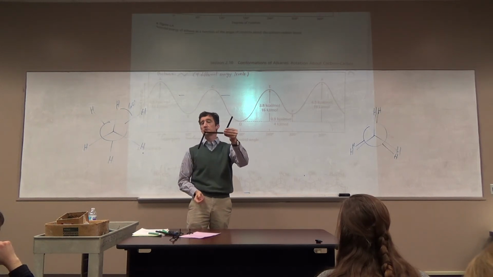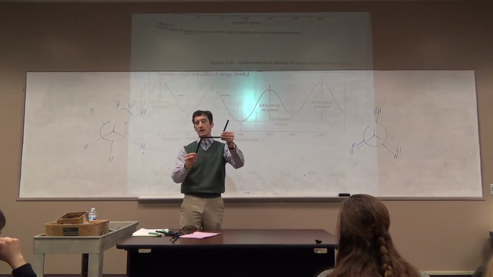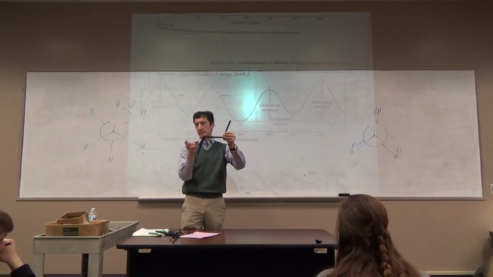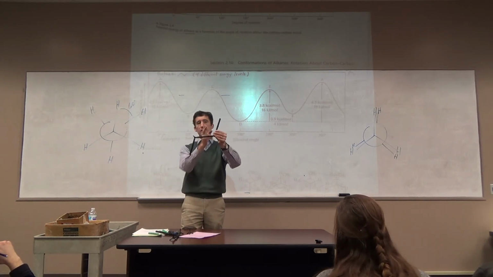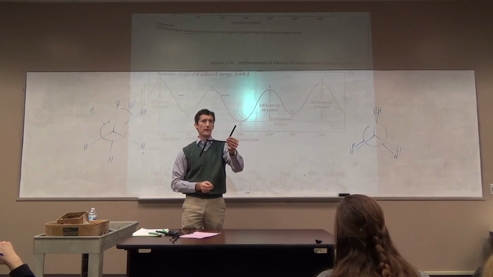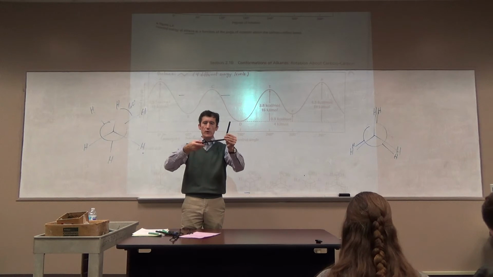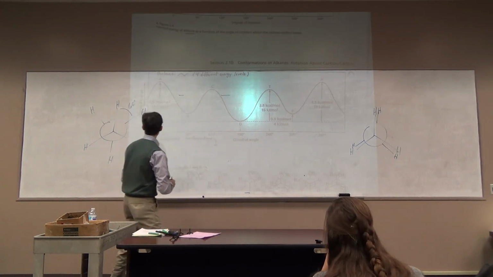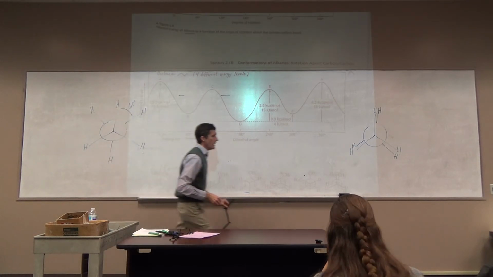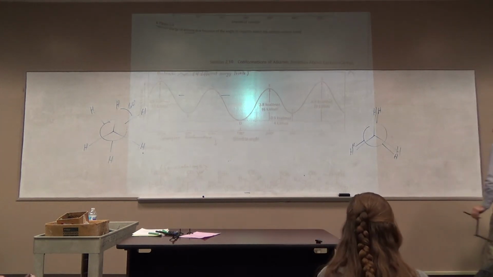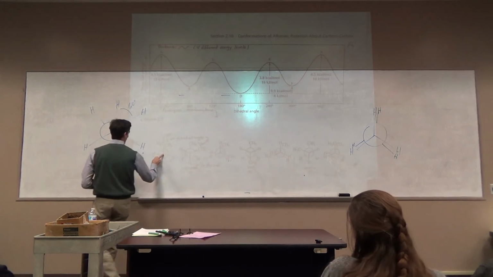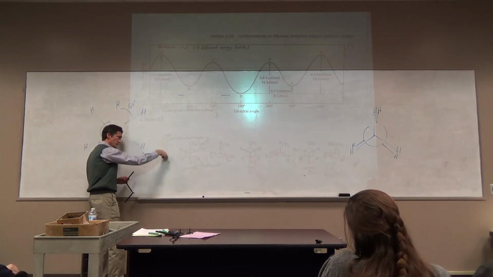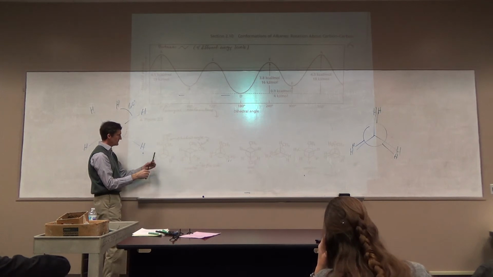Anti is a special type of staggered where your two bigger groups are anti. Anti is your most favorable conformation. It gives these groups the most amount of room. Anti is best. Now, if we come this way, we're going to start repeating. But let's do that here. The new ones are drawn down here. Hopefully you sit down and make sure you understand the drawing and how you got to this point.